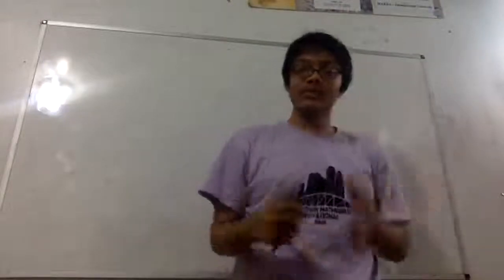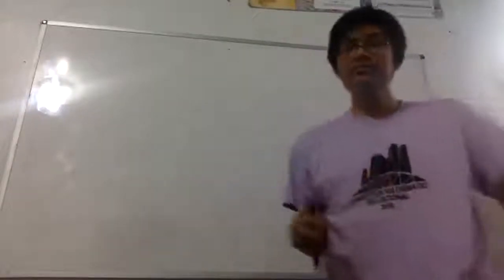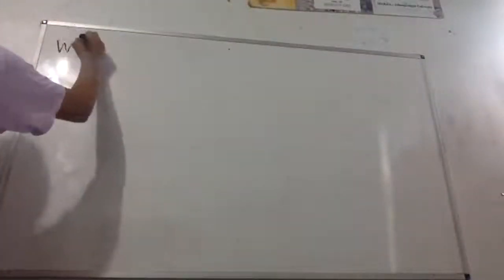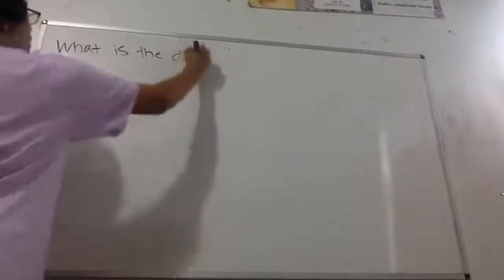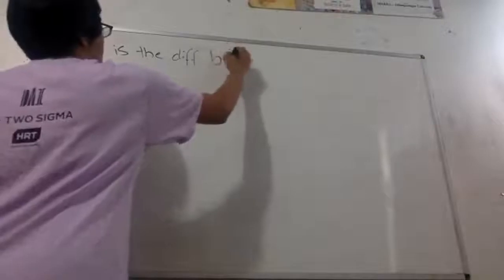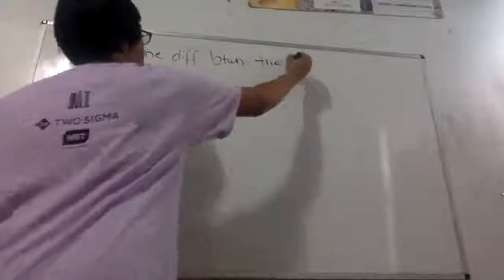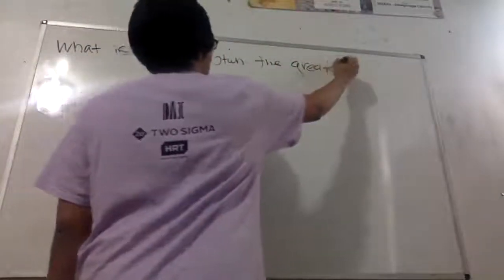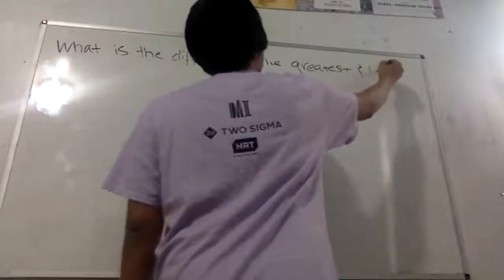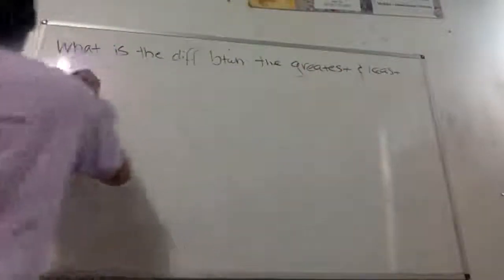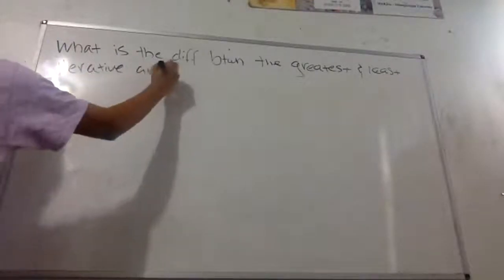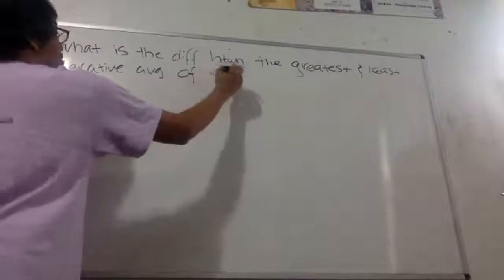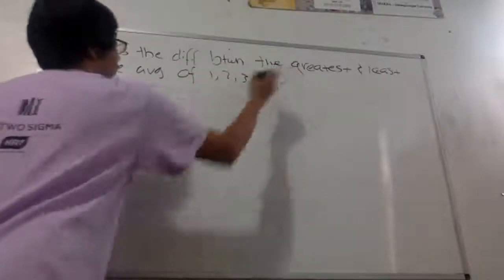So, what does the fourth question ask us? The fourth question is asking us, what is the difference between the greatest and least iterative average of 1, 2, 3, 4, 5.